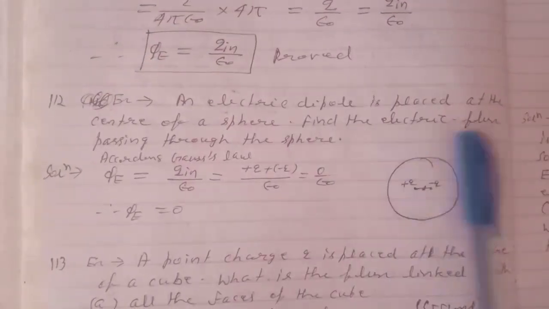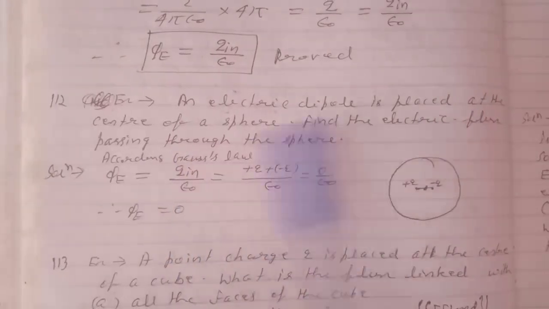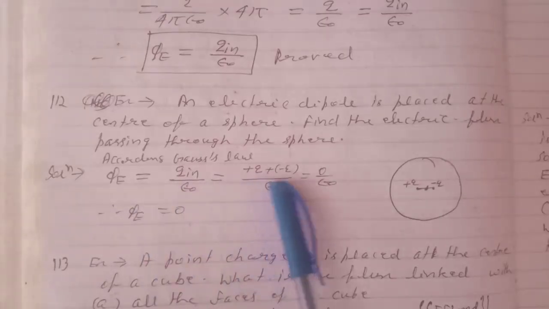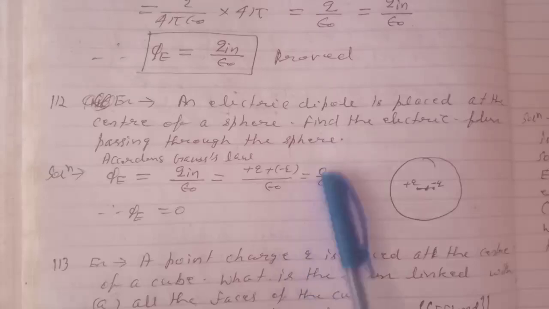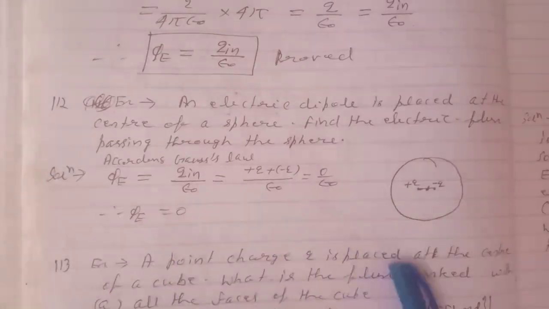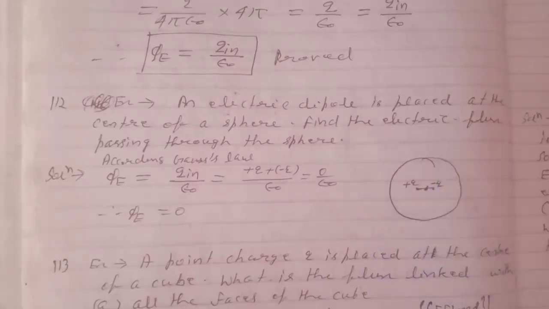An electric dipole is placed at the center of a sphere. Find the electric flux passing through the sphere. According to Gauss's law, phi equals q in by epsilon naught. So plus q plus minus q by epsilon naught equals 0 by epsilon naught. Hence phi equals 0. So flux through this closed surface will be 0 due to the dipole.